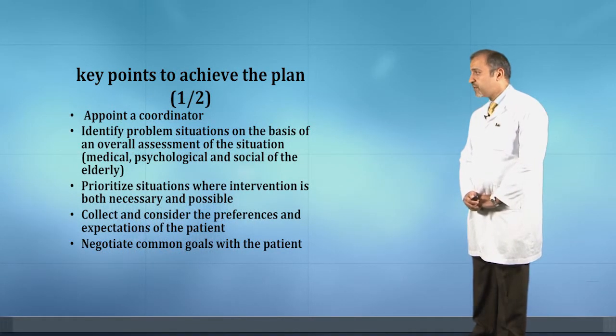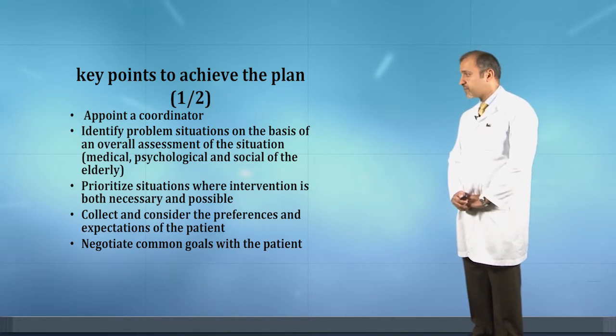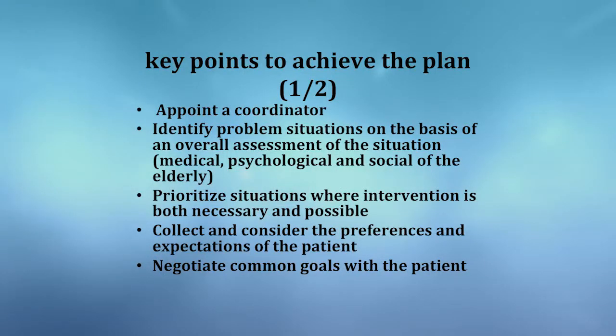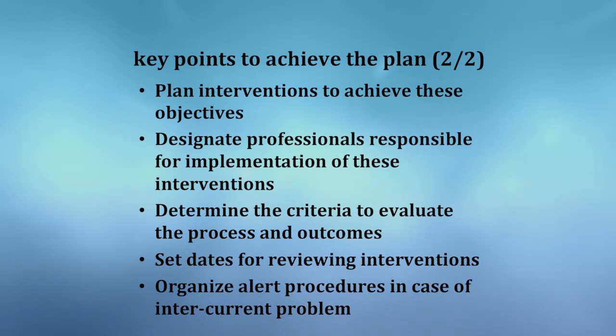Key points to achieve this plan include: appoint a coordinator to coordinate the activities; identify specific problem situations on the basis of the overall assessment of the situation, looking at the medical, psychological, and social aspects of the patient; prioritize situations where intervention is both necessary and possible; collect and consider the preferences and expectations of the patient, and negotiate common goals with the patient. We should plan an intervention to achieve these objectives, designate professionals responsible for the implementation of each intervention, determine the criteria to establish the process and outcomes, set dates for reviewing interventions, and organize alert procedures in case of intercurrent problems.